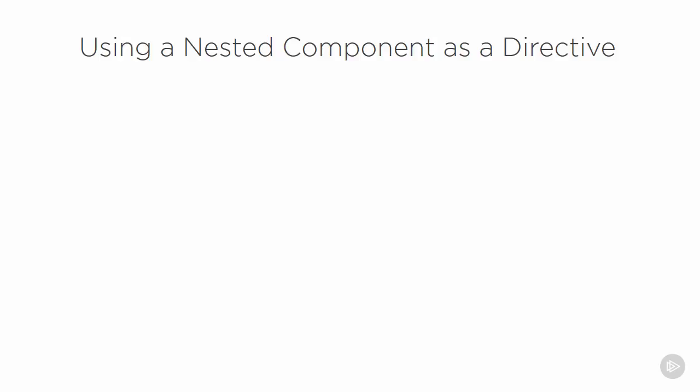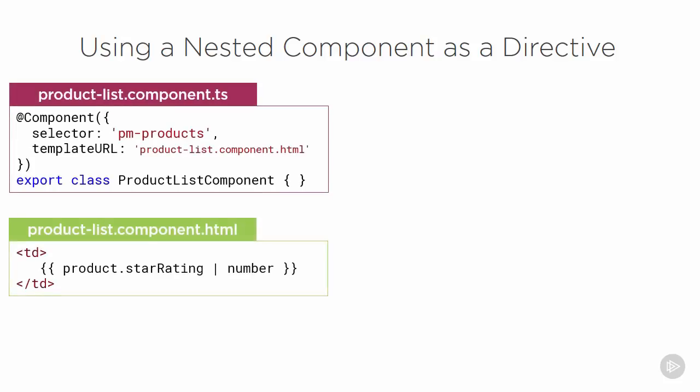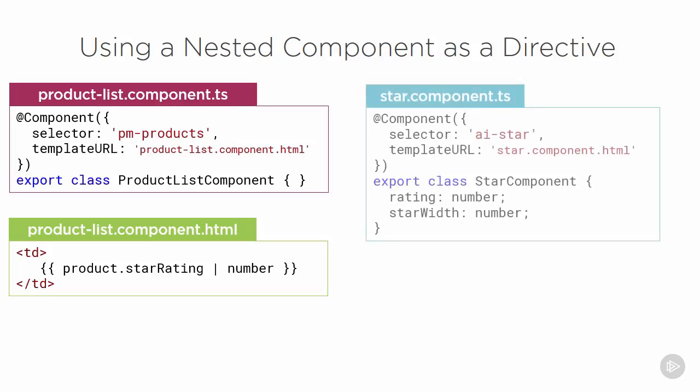Now we are ready to nest our new component within another component. We do that by using our nested component as a directive and following the same steps we covered earlier in this course. Here is a shortened form of the code for a container component and its template. And here is the nested component we just created.